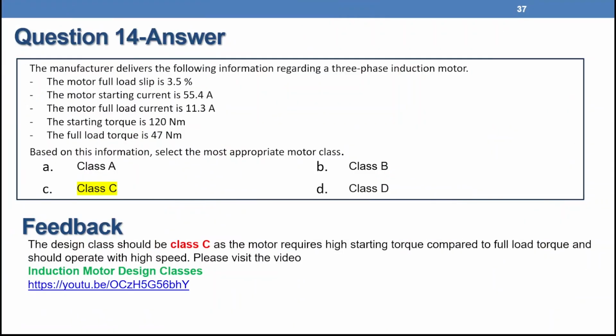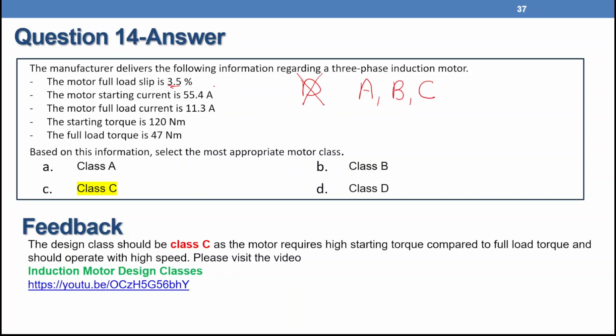Question number 14. The manufacturer delivers the following information regarding a three-phase induction motor. The full load slip is 3.5%. The motor starting current is 55.4 ampere. The motor full load current is 11.3 ampere. The starting torque is 120 Newton meter, and the full load torque is 47 Newton meter. So based on this information, we need to select the most appropriate motor class. As the motor is operating at slip 3.5%, so class D is going to be excluded. So we are going to choose between A, B, and C.